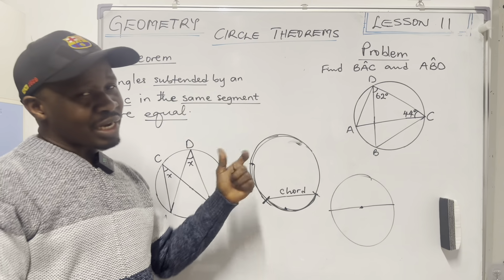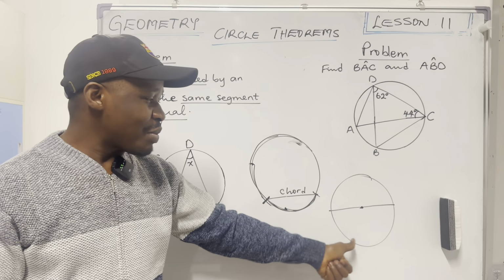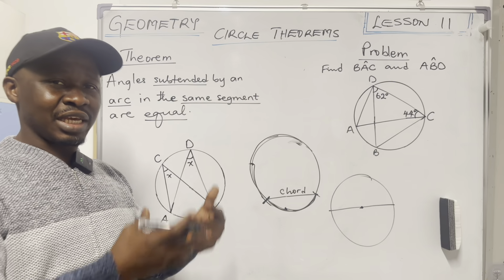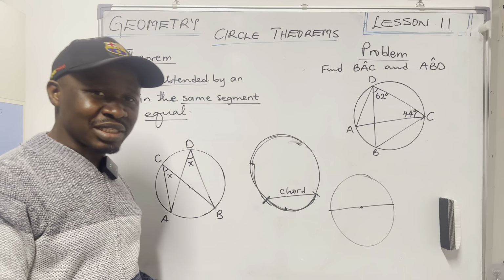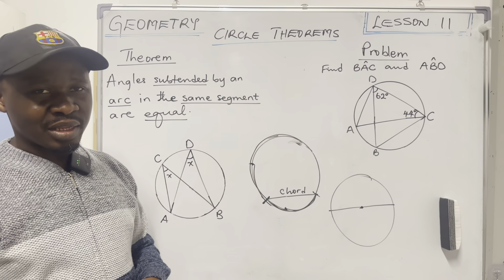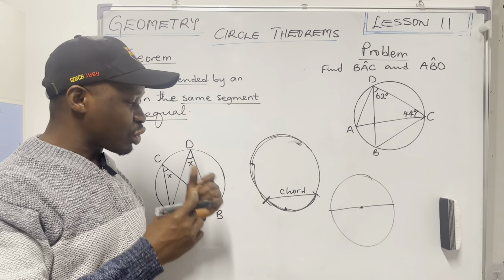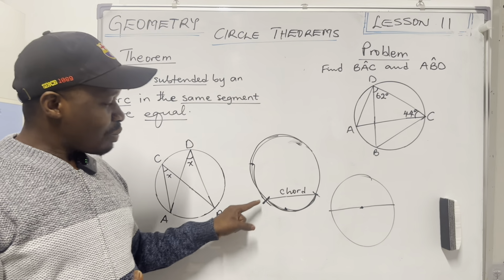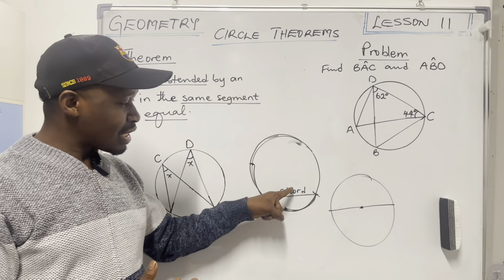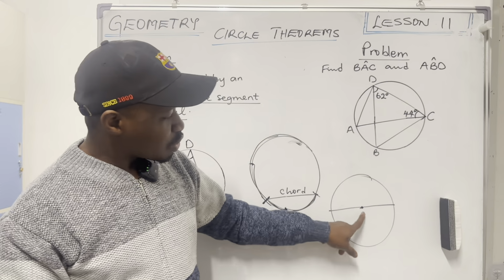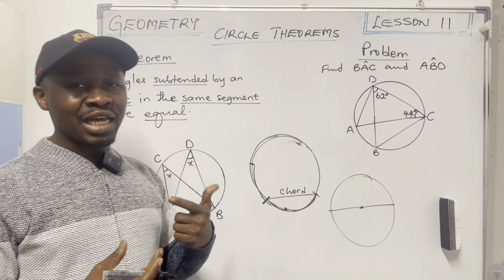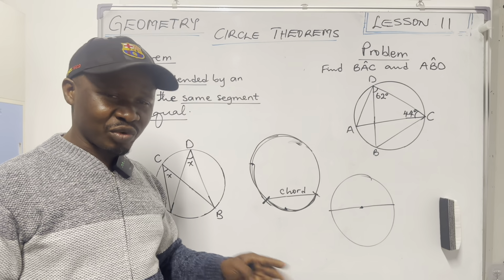So is a chord a diameter? No. Is a diameter a chord? Yes. A chord is not necessarily a diameter, but a diameter is a chord. For a straight line to touch 2 points on the circumference makes it a chord. Does it pass through the center? No. Is it a diameter? No. This one touches 2 points on the circumference. Is it a chord? Yes. Is it a diameter? Yes. Why? It passes through the center.